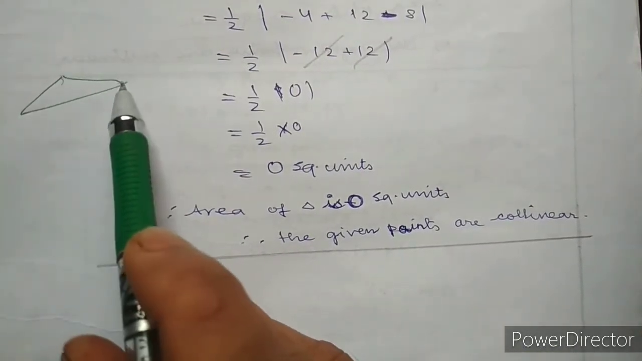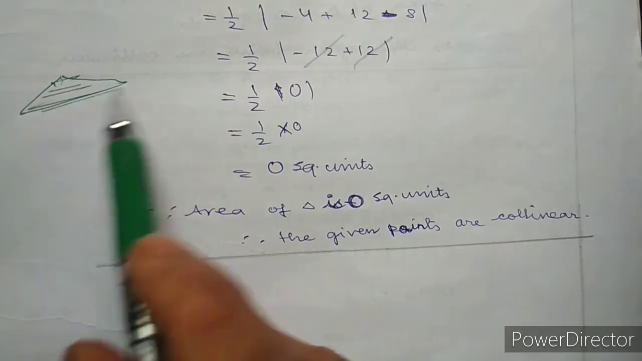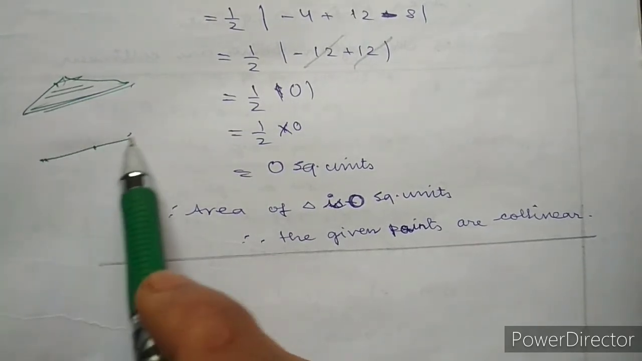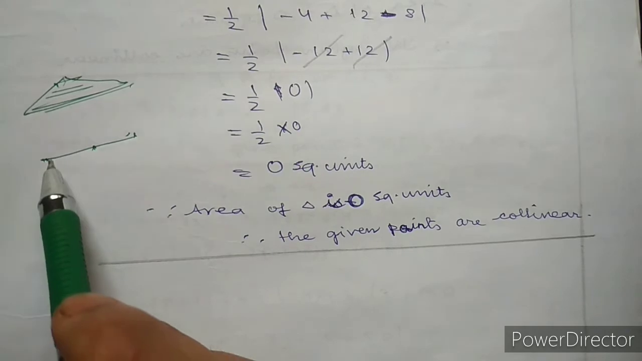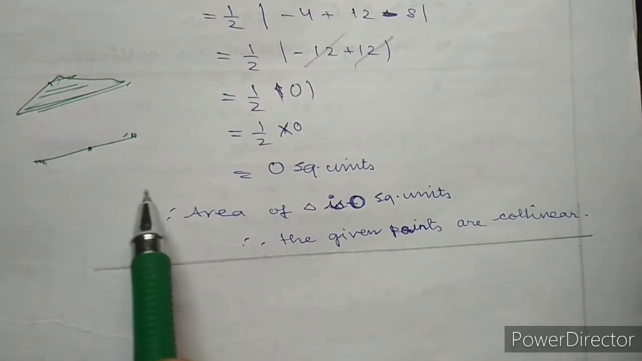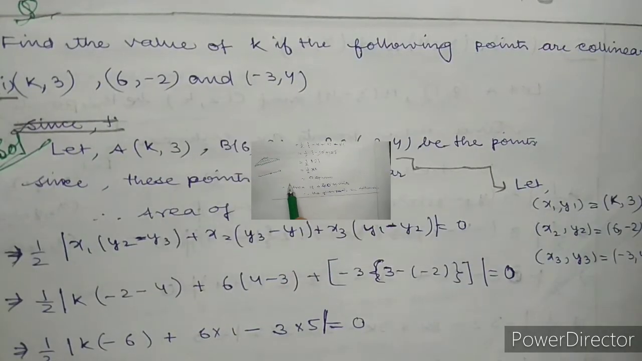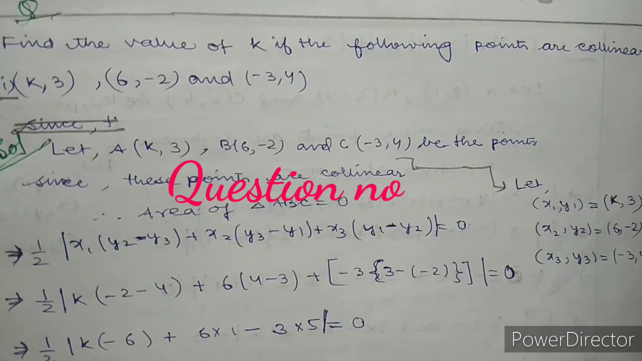Since the area of the triangle is 0, that means nothing is there inside. That means they must be in the same straight line. And since the area is 0, that means the points must be collinear. Let me discuss the last sum of this chapter.